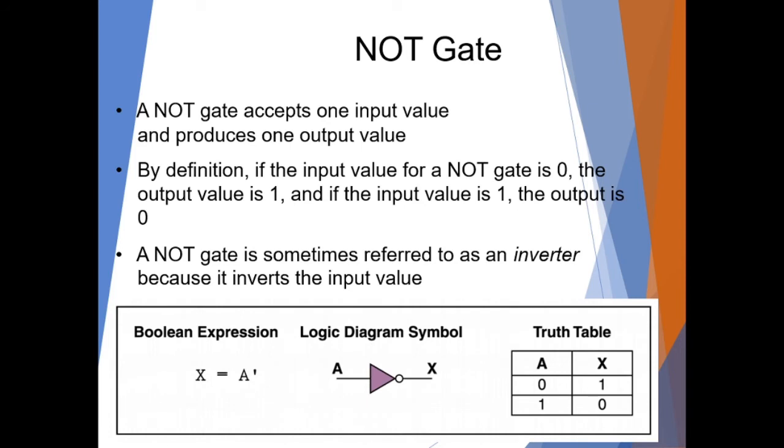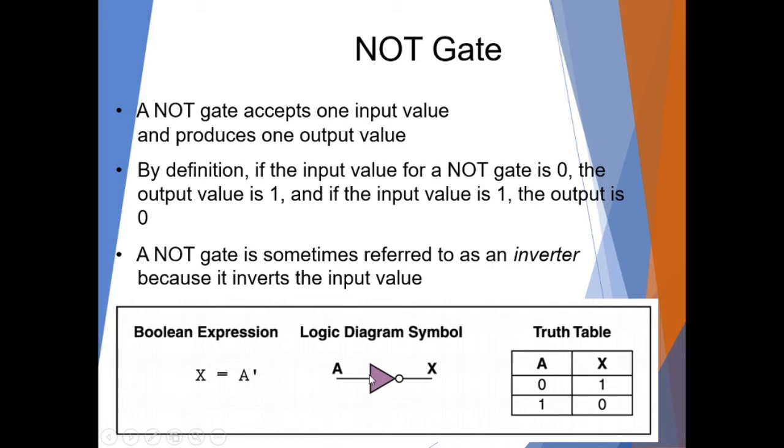First, we will see how we represent NOT gate. This is the symbol of NOT gate. Here, you can see there is only one input. In NOT gate, there is only one input and one output. Here the input is A and the output is X. That X is equal to A complement.